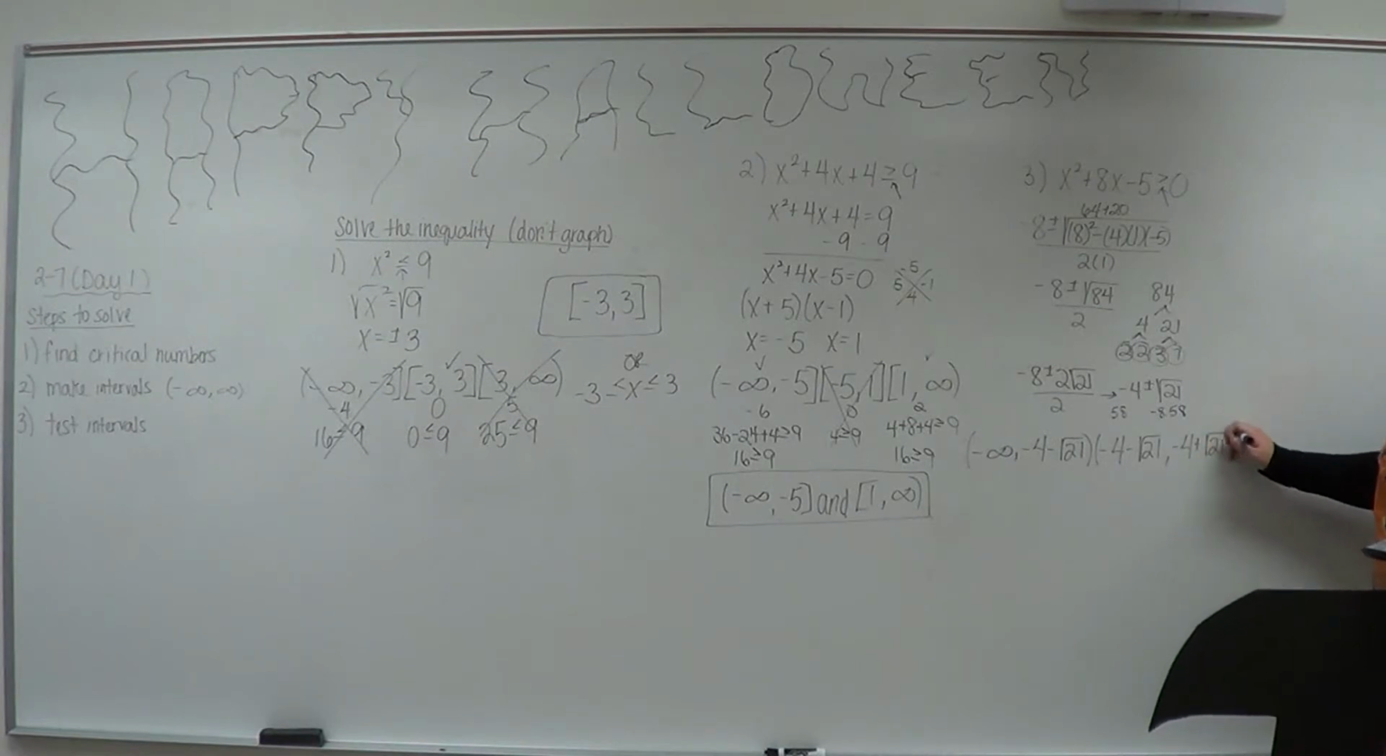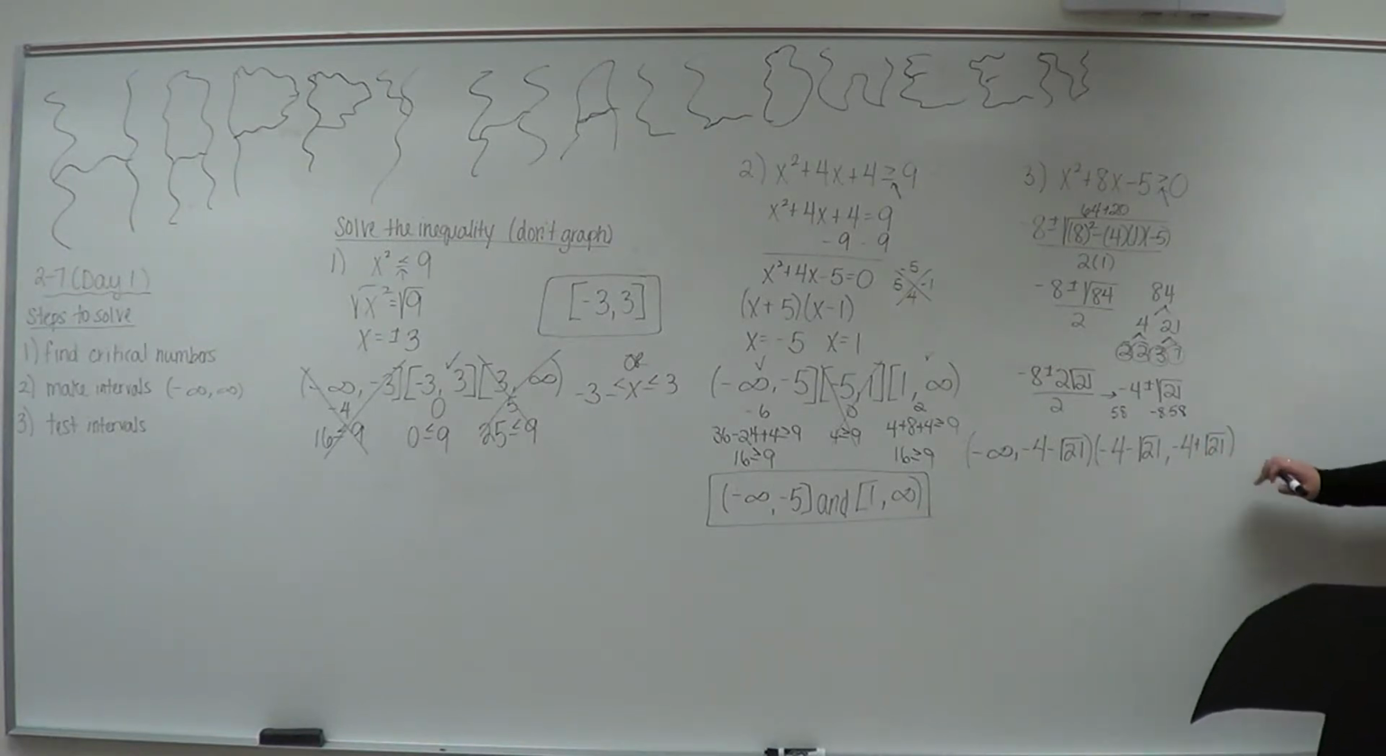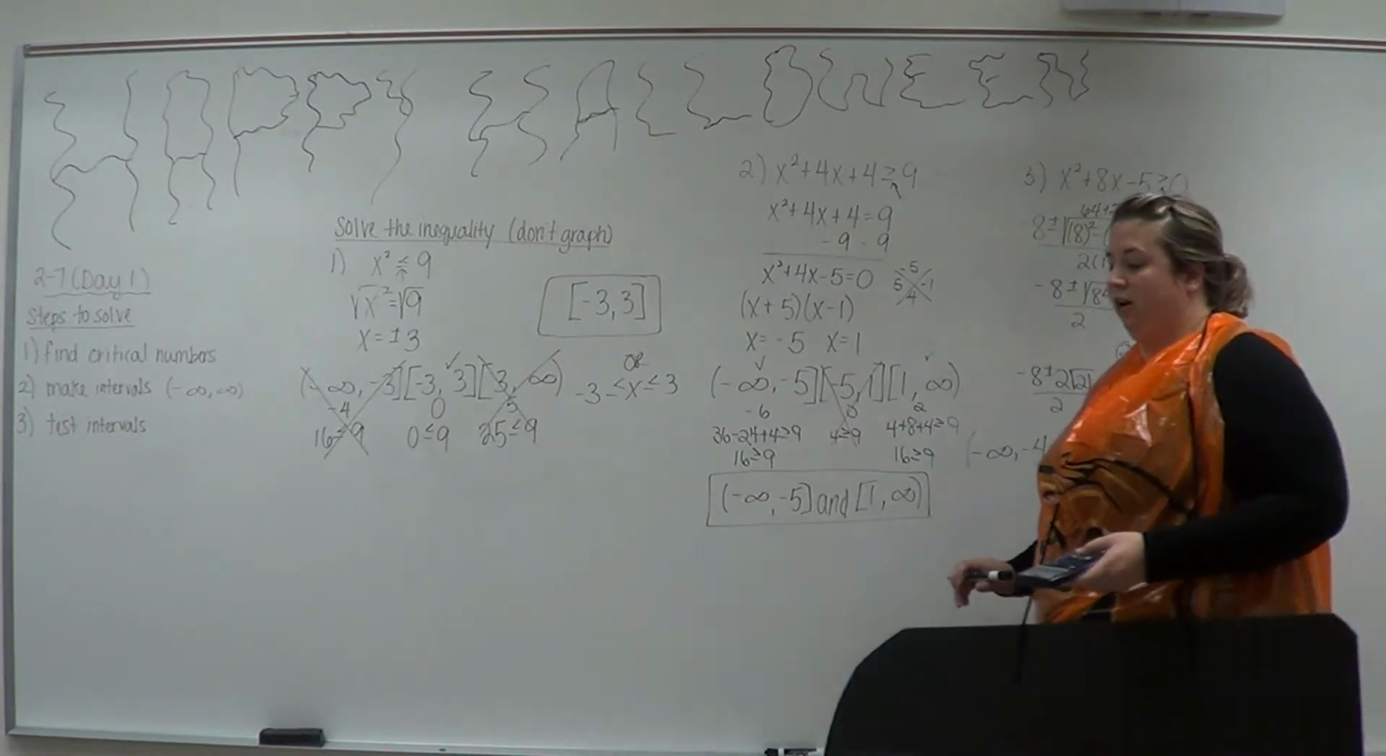Lexi, is this still on there? Yeah. Can I go further or no? You can go to like where your hand is right now. Right here? Yeah. So we can go from -4 plus the square root of 21 to infinity. Sorry.